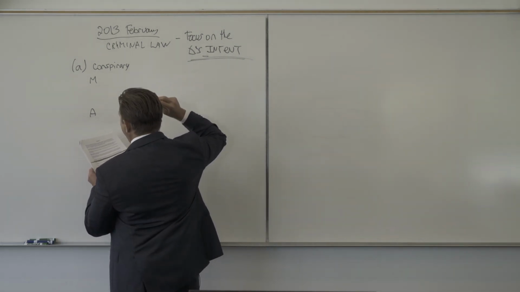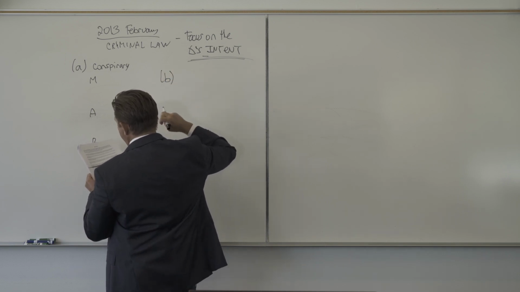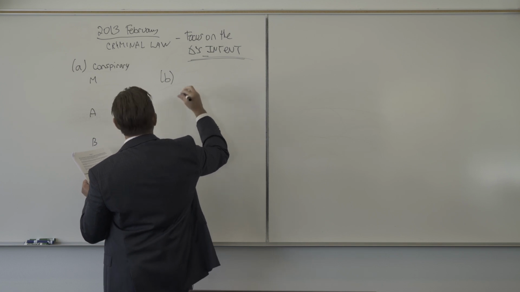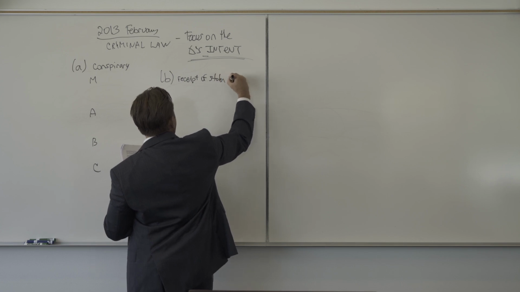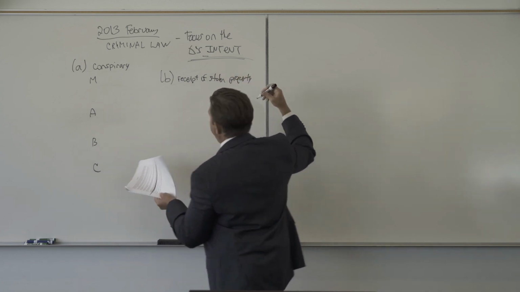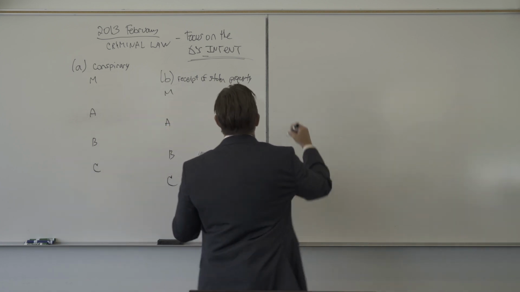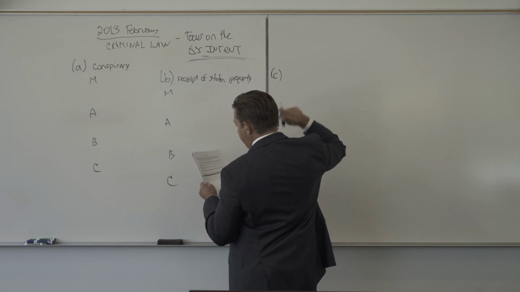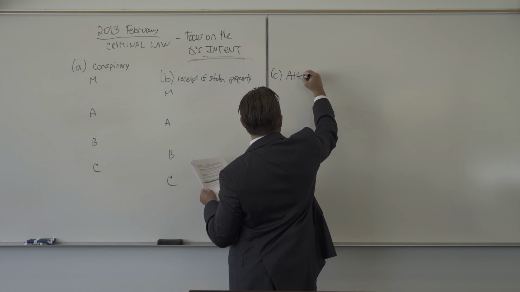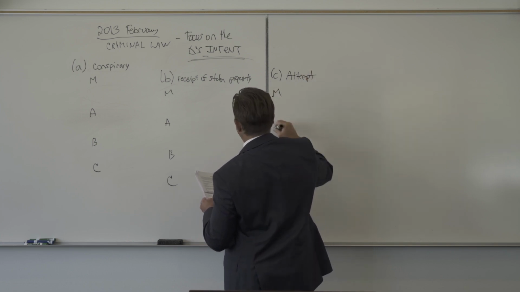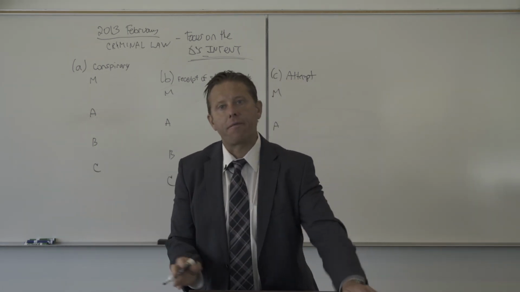Okay. B, are Max, Alan, Bert, and/or Carl guilty of receipt of stolen property with respect to the copy of the stolen painting? Okay, so receipt of stolen property. And again, we're going to have Max, Alan, Bert, and Carl. And C, attempt to receive stolen property with respect to that copy of the stolen painting. So this is attempt. Again, Max, Alan, Bert, and Carl. There you go. 3 issues, 4 defendants.